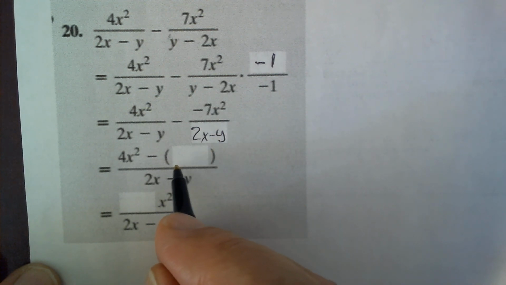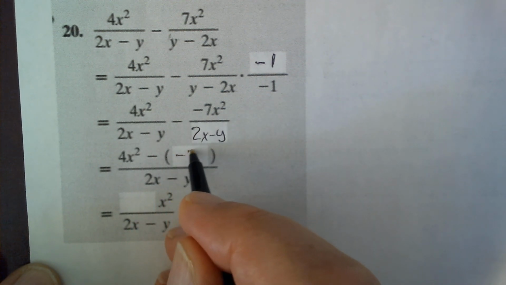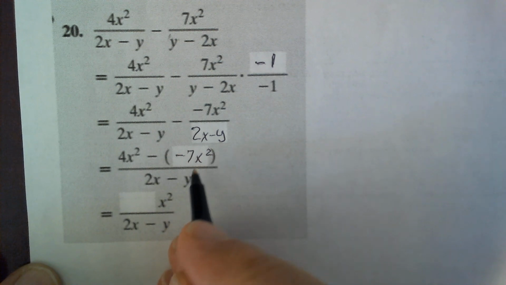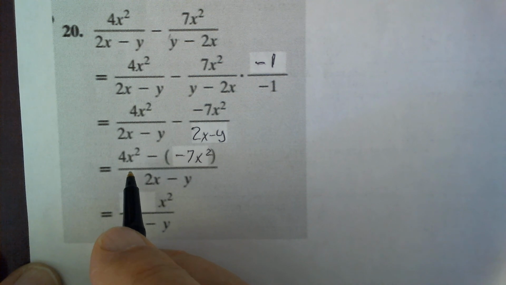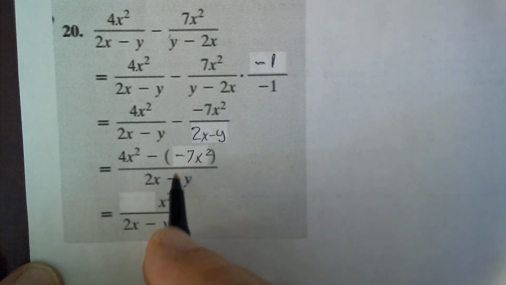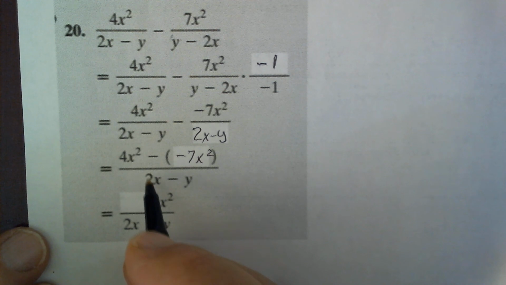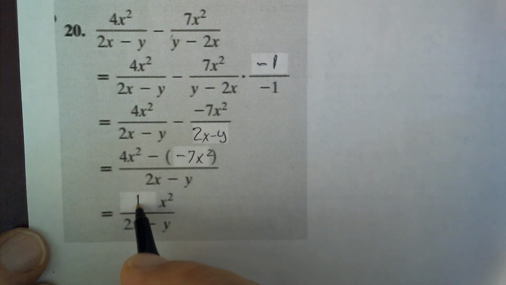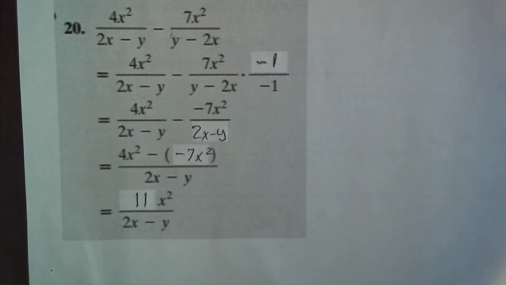So then we have 4x squared minus minus 7x squared divided by 2x minus y. And so we have 4x squared, and the minus is a plus, and 4 plus 7 is 11x squared. So 4x squared plus 7x squared is 11x squared, which is the final answer to exercise number 20. This concludes section 5.2.